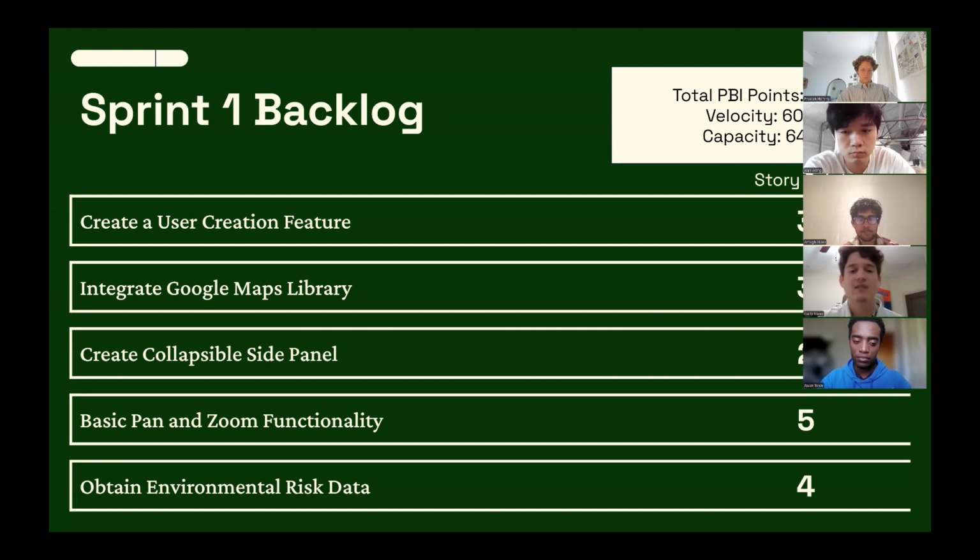And lastly, obtaining environmental risk data. This is more connected to finding the correct data sets that we want and what we're actually going to end up giving to the user. So that would be like FEMA for environmental hazards or the EPA for endangered habitats.